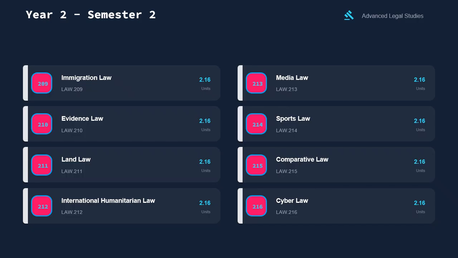Real-life example, in Branzburg v. Hayes, 1972, the court limited reporters' privilege in grand jury proceedings, highlighting federal gaps. Practical application, lawyers advise journalists on source protection. Students analyze privilege scopes.